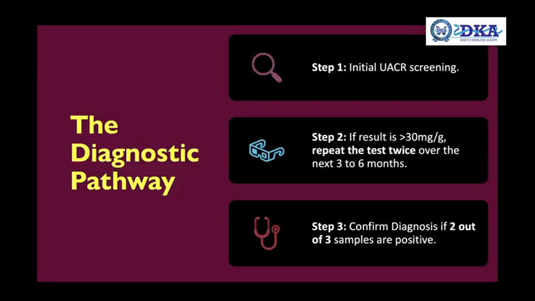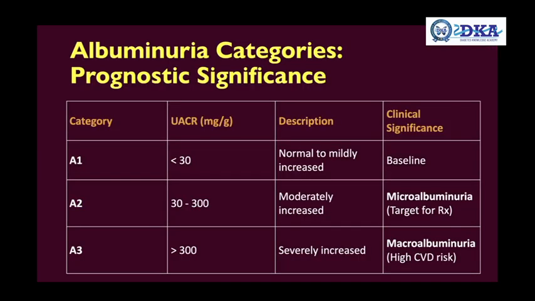So the diagnostic pathway for urine albumin creatinine ratio: initially we do the urine albumin creatinine ratio. If the result is more than 30 milligram per gram, then repeat the test over the next 3 to 6 months. The confirmed diagnosis can be made only if 2 out of 3 samples are positive. Further, we classify this albuminuria into 3 categories, which are A1, A2, and A3. A1 is less than 30 milligram, which is normal or mildly increased, A2 is 30 to 300, which is moderately increased, and A3 is greater than 300, which is severely increased.